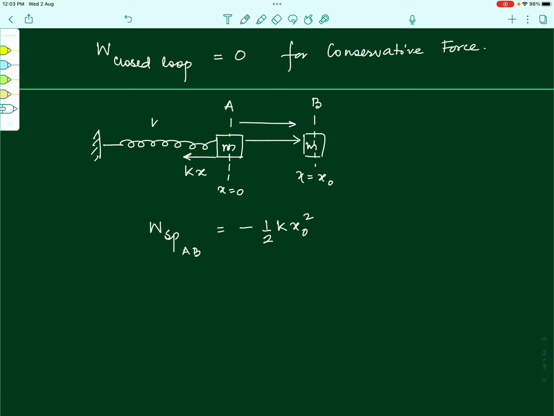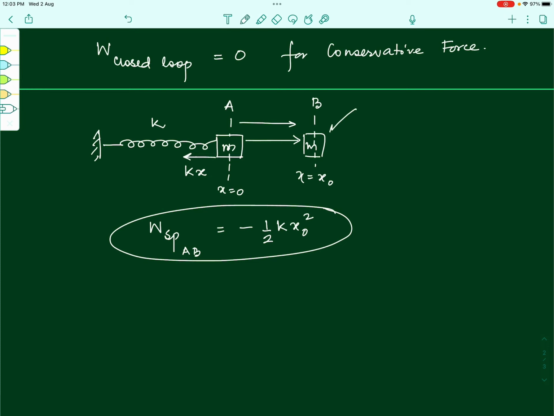We have seen how to find out the work done due to a spring, where k is the spring constant of the spring and the spring undergoes a total extension or compression of x naught. This is what we get as the expression for work done by the spring. So, from A to B, when the block moves, the work done by the spring is minus half k x naught squared.